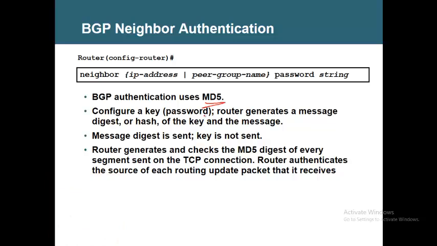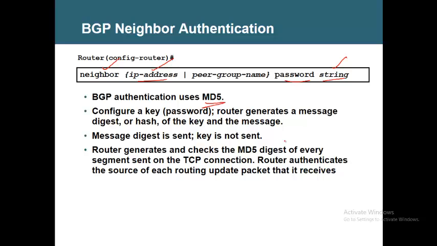BGP authentication is MD5, and configuring it is very easy. You need to say to which neighbor you are enabling the authentication, from which neighbor you are expecting the password. The password is a pre-shared key. You put the same password on either side and they form the neighbor relationship. It's going to be ciphertext because it's MD5, message digest.